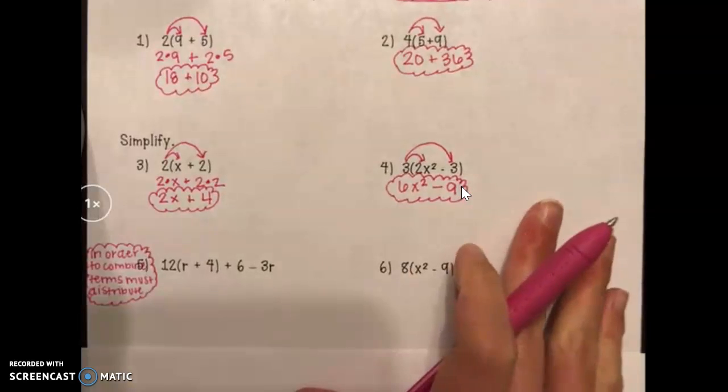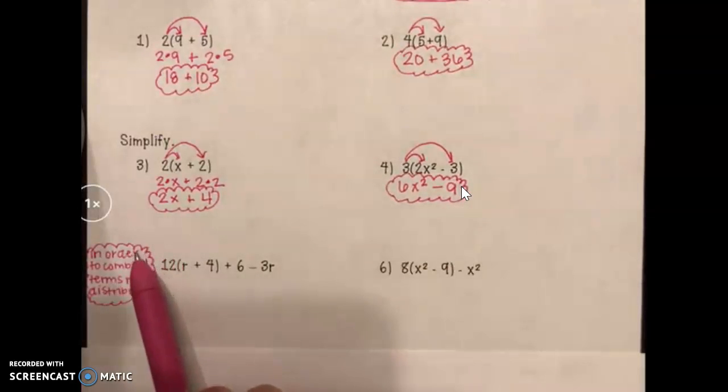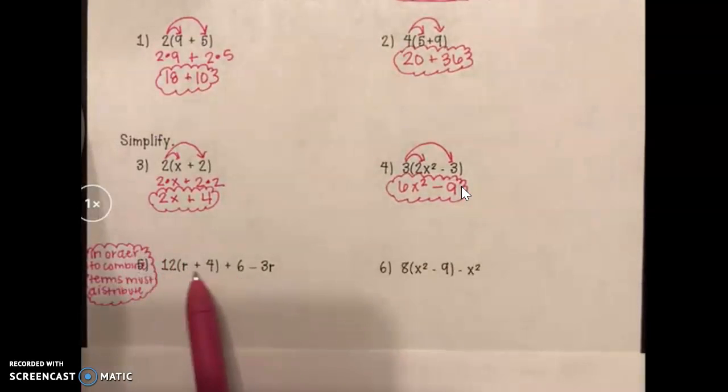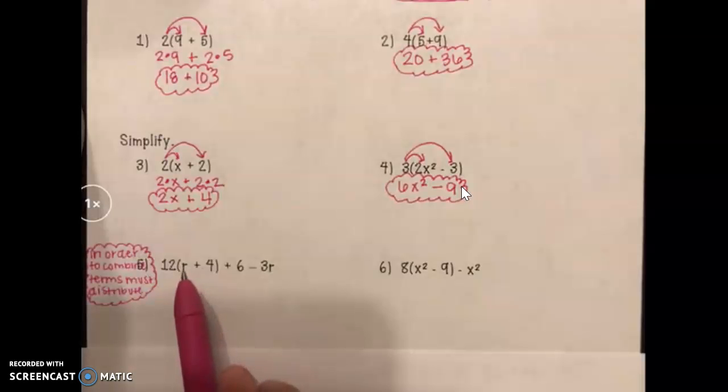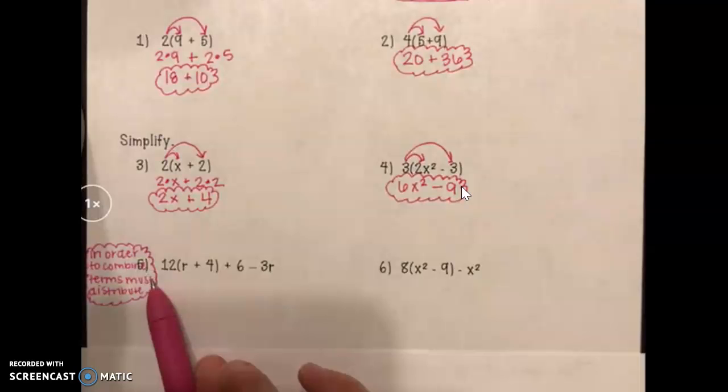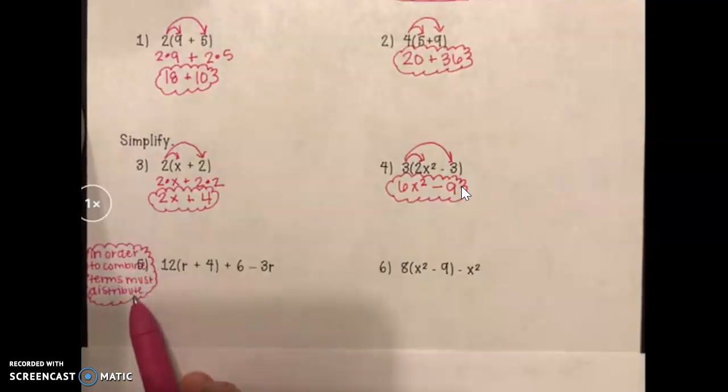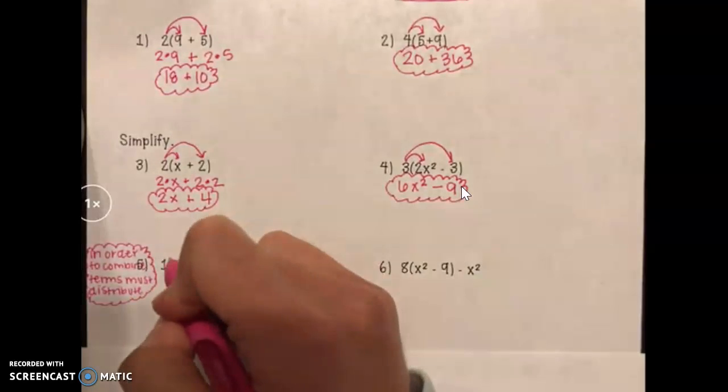This is a much bigger expression. In order to combine like terms, I already look at it and go, well, I have an R here, and I have an R here. So I can already see that I might be able to make this expression a little bit simpler. I might be able to combine some things, but in order to combine them, you have to distribute first. So in order to combine terms, you must distribute. Okay, so I can see right now I have a 12 right next door to my R plus 4. So let's distribute that.